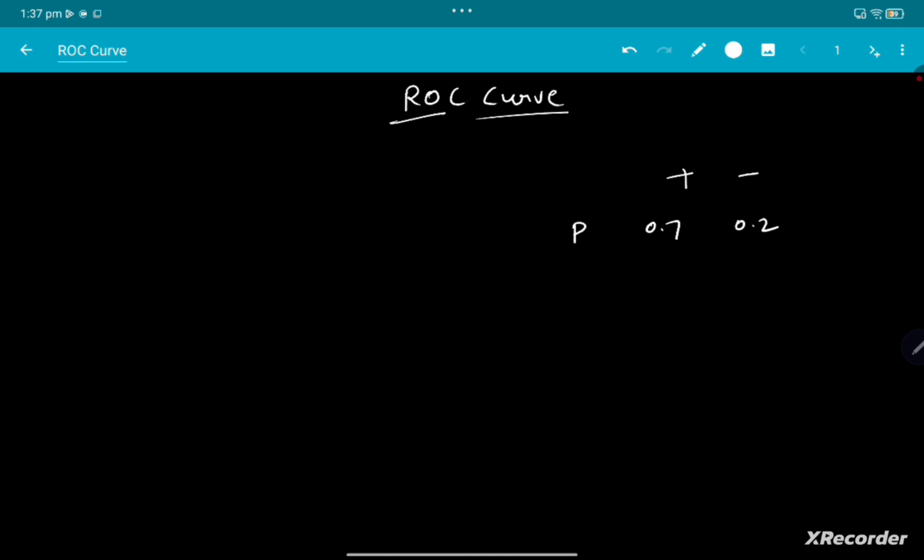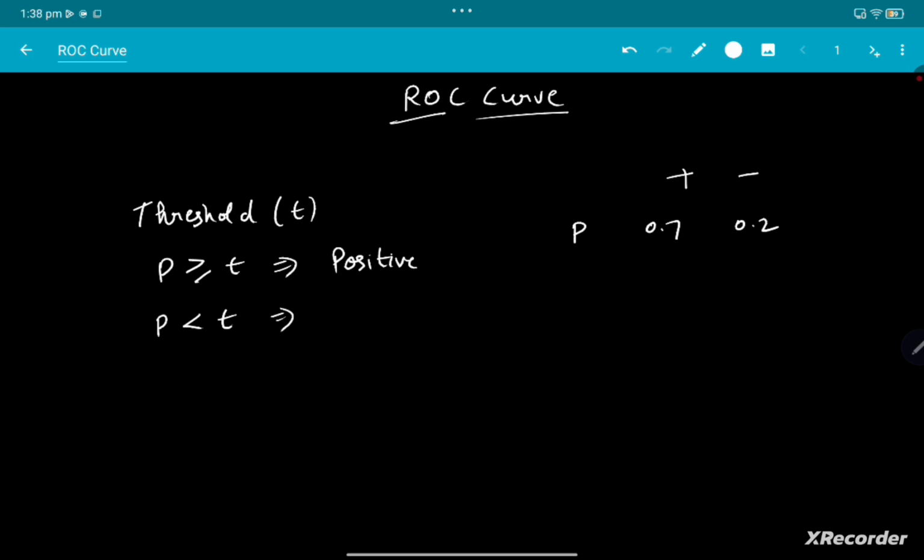Now to convert this probability into a class label, we choose a threshold. Let us say the threshold is given by t. So if the probability is greater than or equal to the threshold, it means the model is predicting the positive class, and if your probability is less than the threshold, it means your model is predicting the negative class.